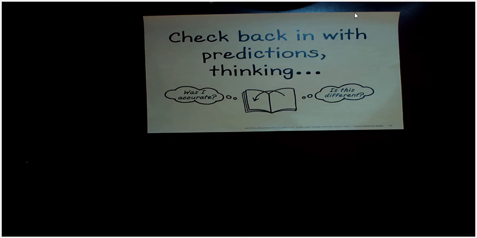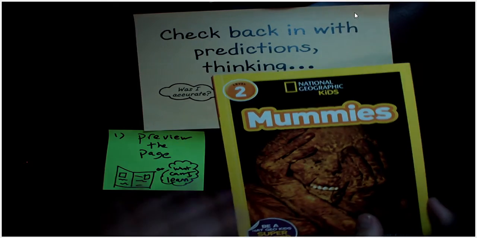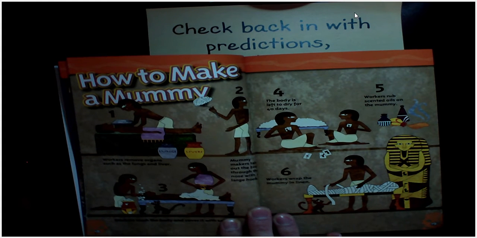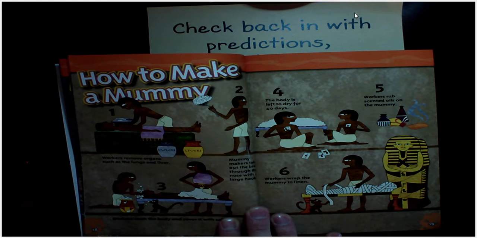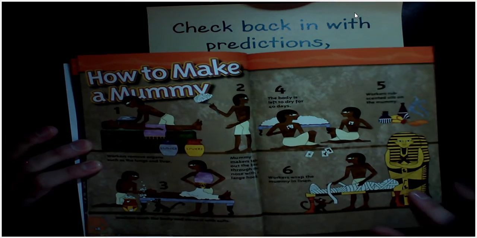So the first step you really need to do is just preview that page. If I was going to preview some nonfiction pages, maybe we'll pull out our mummy text. If I look at a page and preview it, the first thing I'm looking for are the text features. I'm looking at the subtitle. I'm looking at just what I can see with my eyes and not read with my eyes. And that helps you start to think and put the puzzle together.